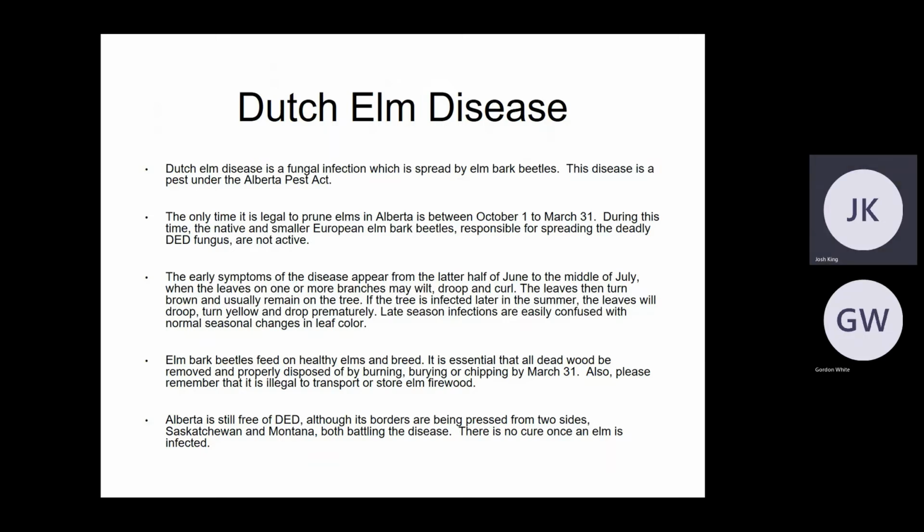During this time, native elm bark beetles and European ones are active, and so that's why we're not pruning during that time. Early symptoms appear in the latter half of June, middle of July. They wilt, they droop, they curl, turn brown, and remain on the tree. A good indicator.